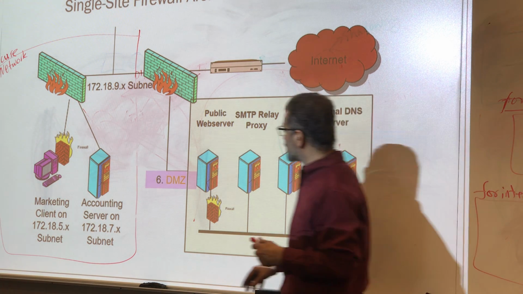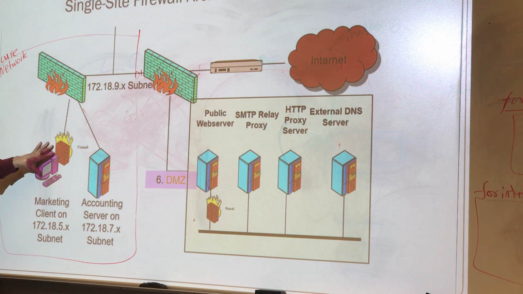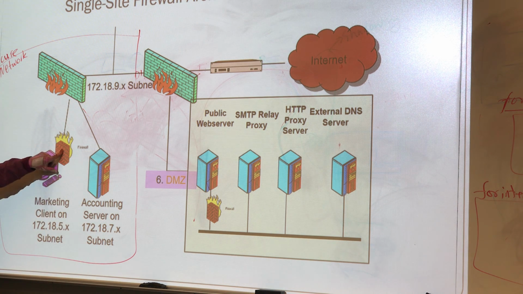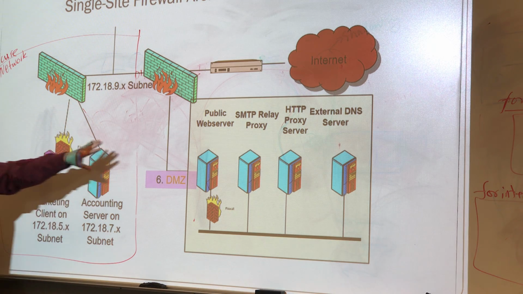And then inside the network, you have marketing and accounting. Which one is more risky, accounting or marketing? Which one is more critical? Accounting. So this is why we bought the firewall here, to isolate the marketing from accounting. This firewall is to make sure that an attack on the marketing domain cannot propagate easily to the accounting, applying the same principle.